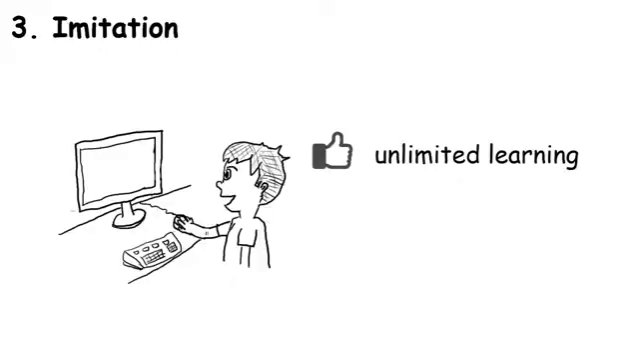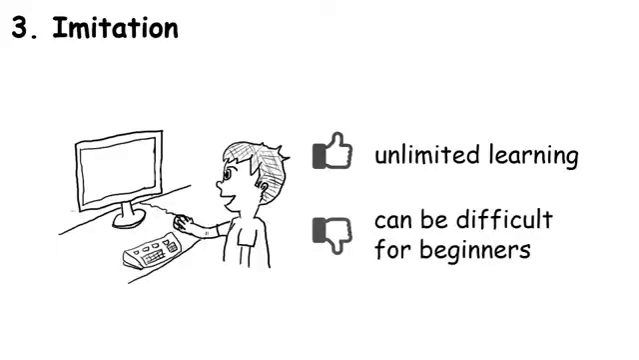But the main problem with this method is that it can be difficult for beginners. If right now you can speak English just a little bit, you may not be able to practice imitation effectively. If that's the case, you might want to start with 1 or 2 speaking courses before you start using this method.